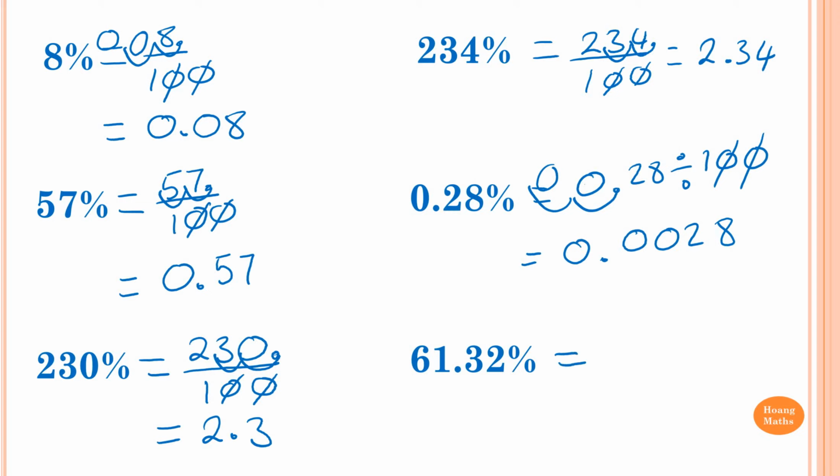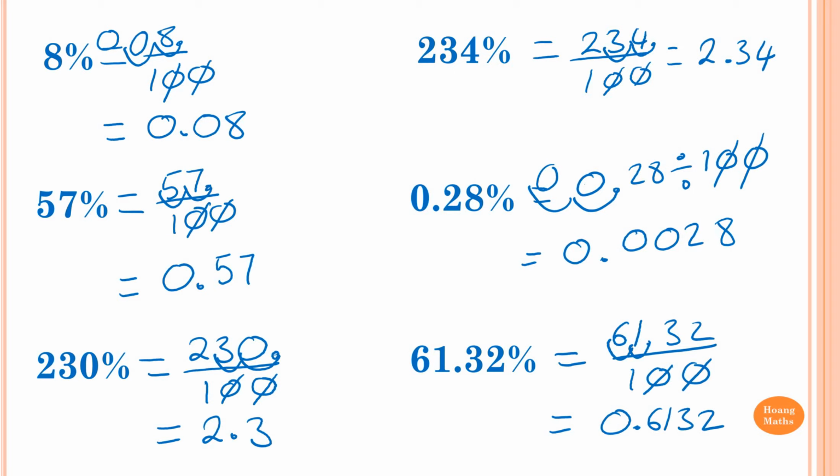61.32%. So is equal to 61.32 over 100. So I move this decimal point 1 to the left. I cancel this 0. You move another 1, cancel this 0. So the answer is 0.6132.